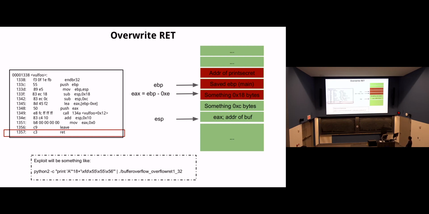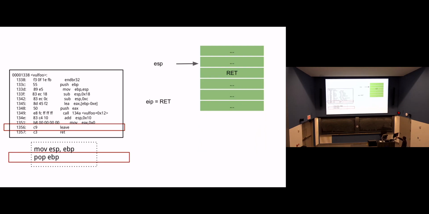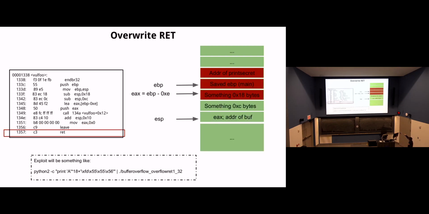What we do is we overwrite whatever is here. We override whatever is the saved EBP. The value of saved EBP doesn't matter here. The key is to overwrite the return address. You overwrite that to the address of print flag, which is in the same address space, right?